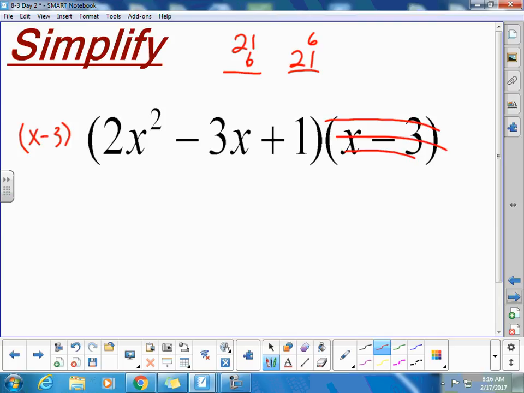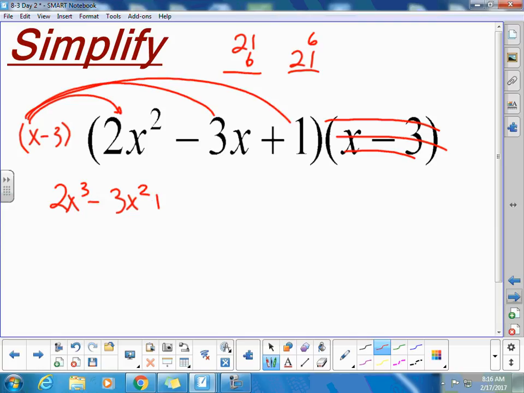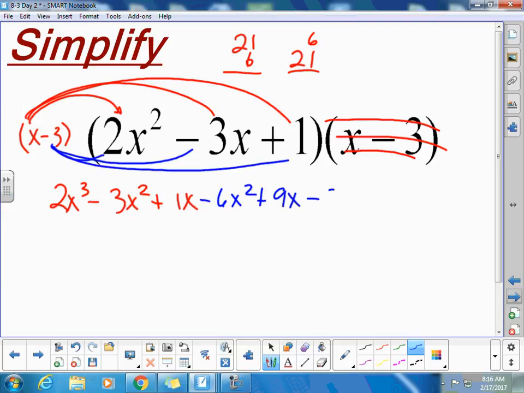And let's see, when I distribute this x, I get x times 2x squared, which is 2x to the 3rd. X times negative 3x, so minus 3x squared. X times 1, so plus 1x, or plus x. And then we get negative 3 times 2x squared, which is negative 6x squared. Negative 3 times negative 3x, so negative times negative, positive 9x. And negative 3 times 1 is minus 3.